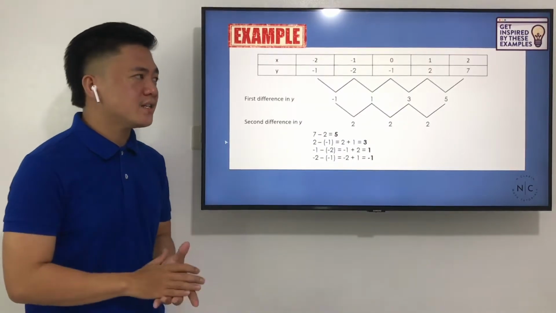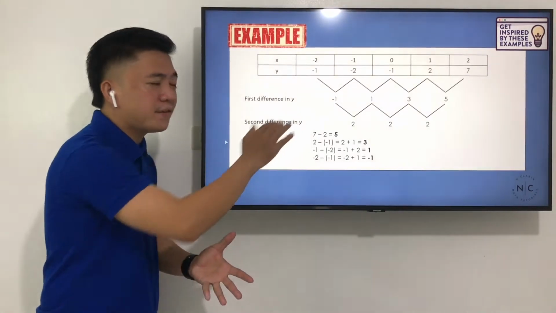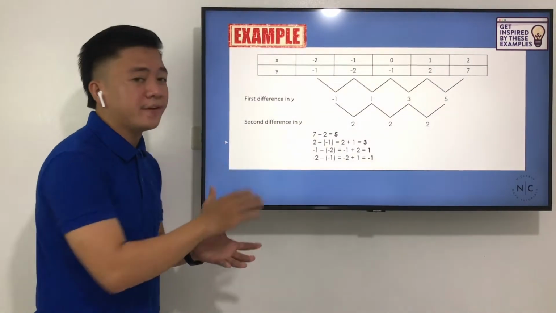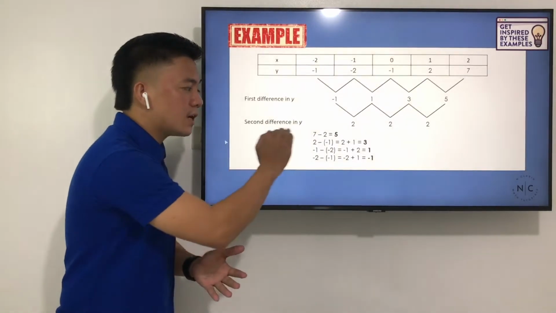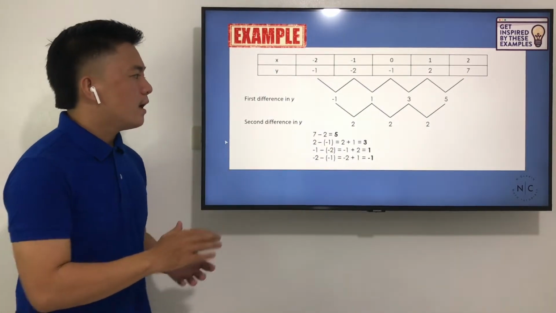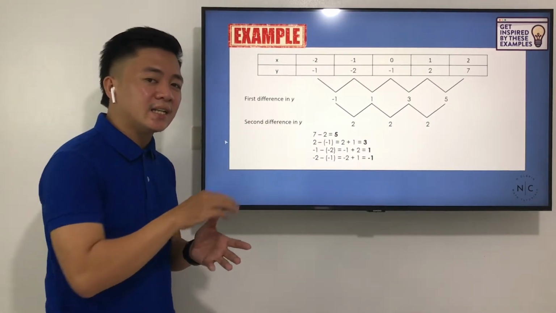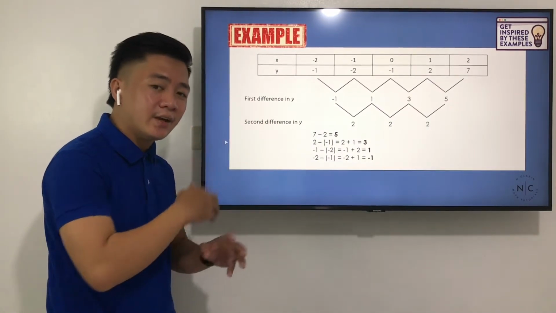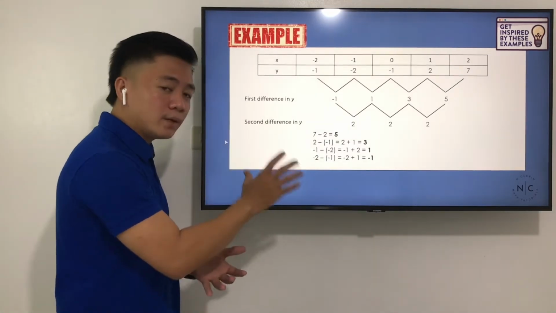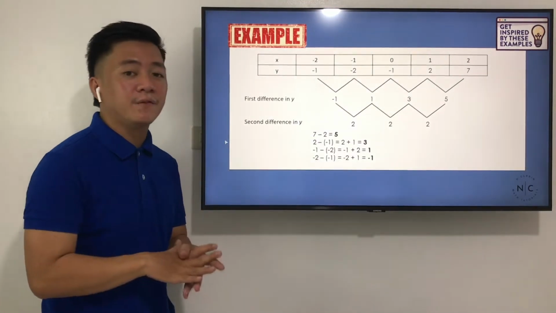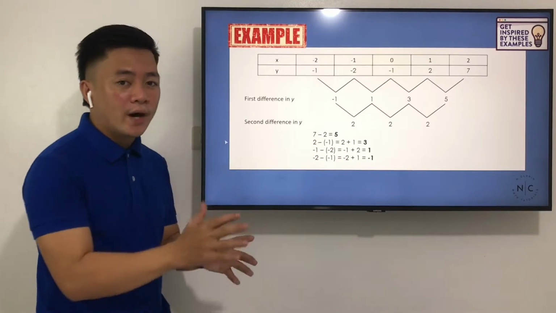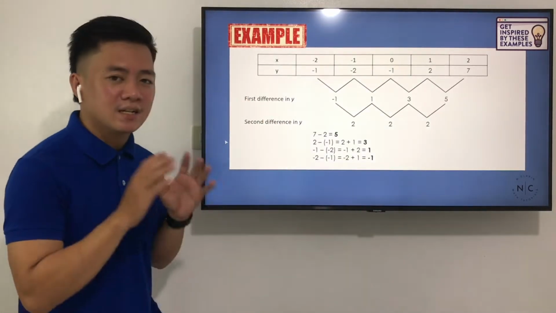Next is, syempre hahanapin natin yung first difference and also the second difference. Dito, bakit meron tayong second difference? Kasi, kapag hanggang first difference lang tayo, is yung highest degree natin is 1, which is yung kanina, yung example number 1. So kapag quadratic function, hanggang second difference tayo dun sa ating value ng y. Dun muna tayo sa first difference, same process.